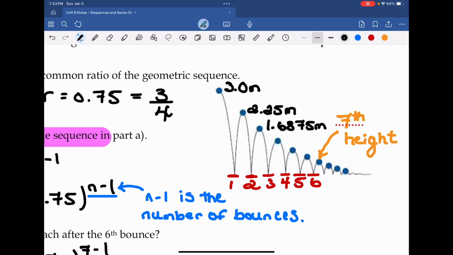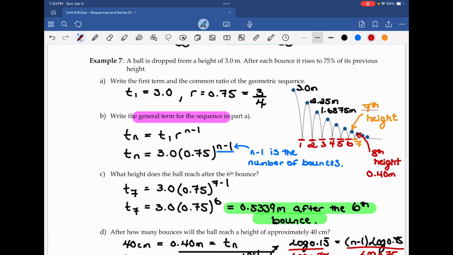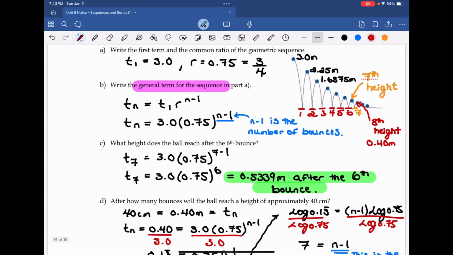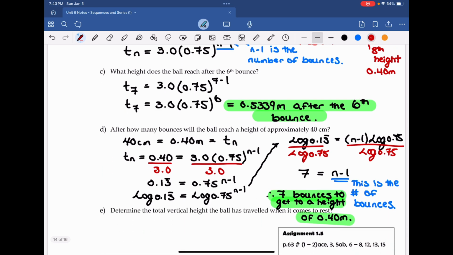And they're apparently saying that after the seventh bounce, which occurs down here, I'm going to write it in the orange. This is our seventh bounce. That means that the height of the ball at this position, which is actually the eighth height, at the eighth height, this is going to be the 0.40 meters. That's where they're referring to the ball being at that height. Awesome. Okay. And again, that would be the eighth term or the eighth height if we're thinking about it in that given way.